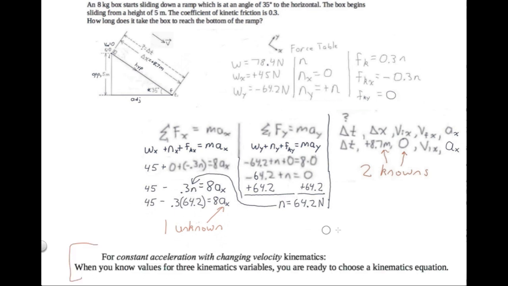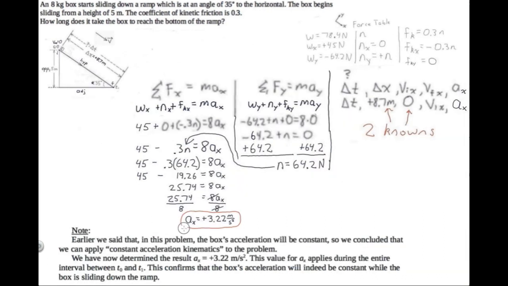Now we still know only 2 of the kinematics variables, so we're still not ready to choose a kinematics equation. But at this point, there's only 1 unknown in the Newton's second law x equation. So now we're ready to solve the Newton's second law x equation for a sub x. We get the result that a sub x equals positive 3.22 meters per second squared.